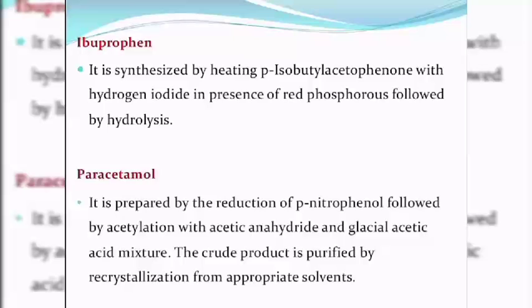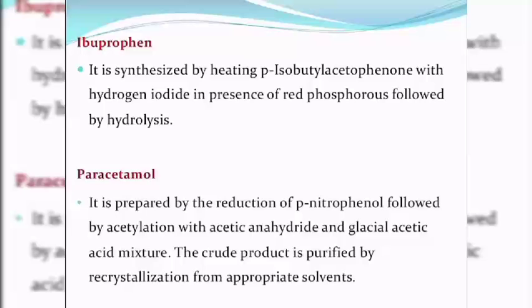Now let us see how we are going to synthesize these compounds. Let us take two examples: one is ibuprofen and another one is paracetamol. Ibuprofen is synthesized by heating para-isobutyl acetophenone with hydrogen iodide in the presence of red phosphorus followed by hydrolysis. So this is how we are going to prepare or synthesize ibuprofen.